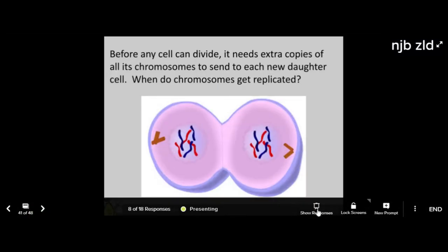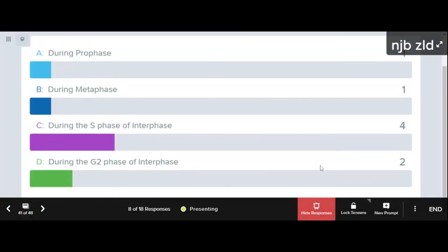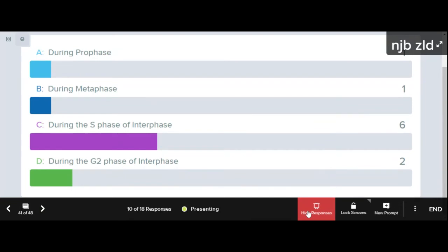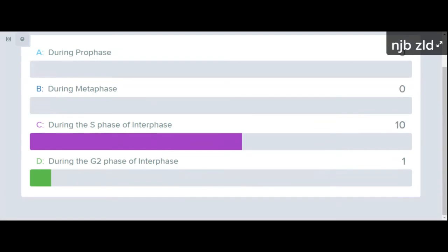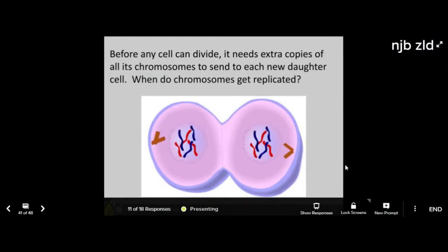S phase. S phase. Right. Chromosome replication and DNA replication are the same thing. Think of it that way, right? So when you're replicating DNA, you're replicating the chromosomes because chromosomes are made of DNA. Same thing.